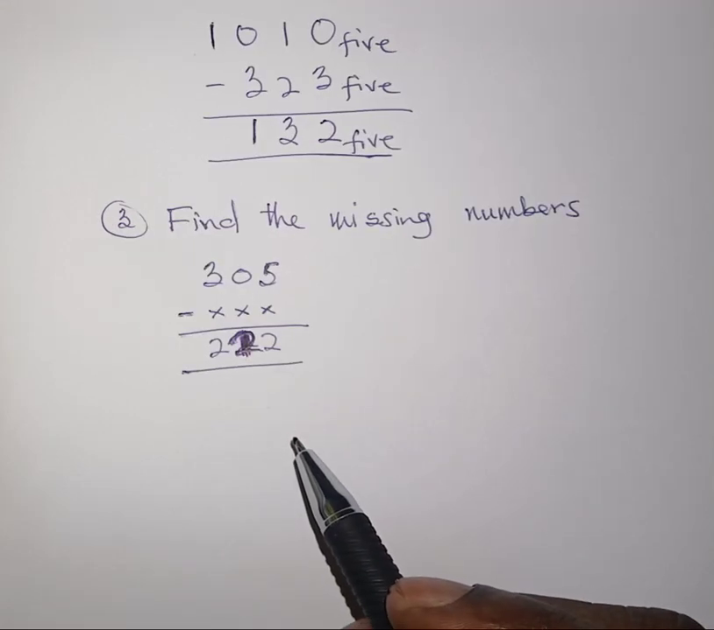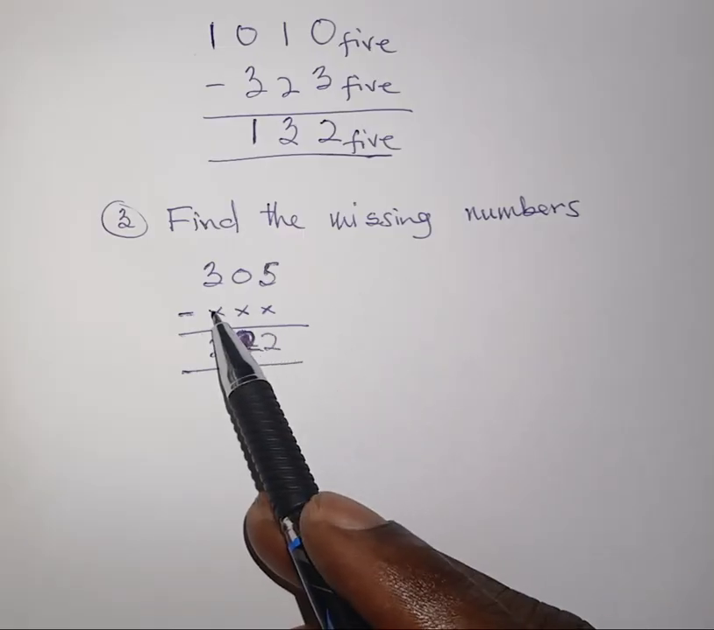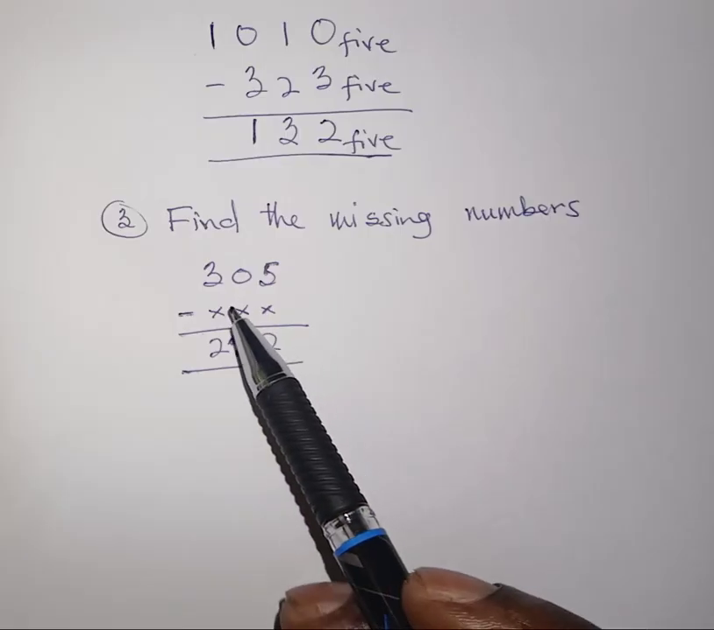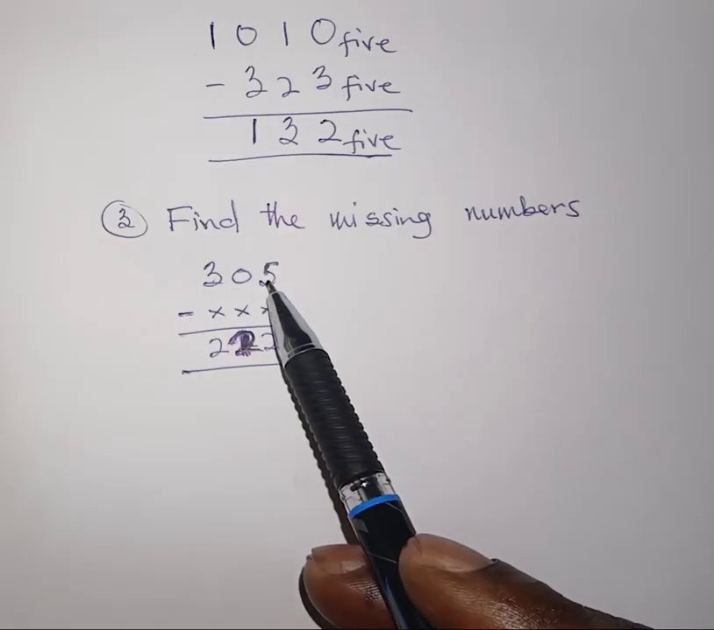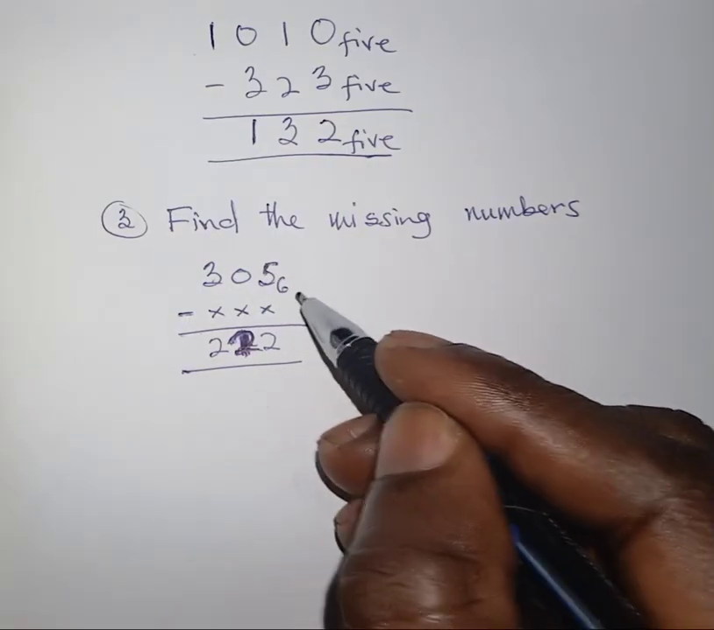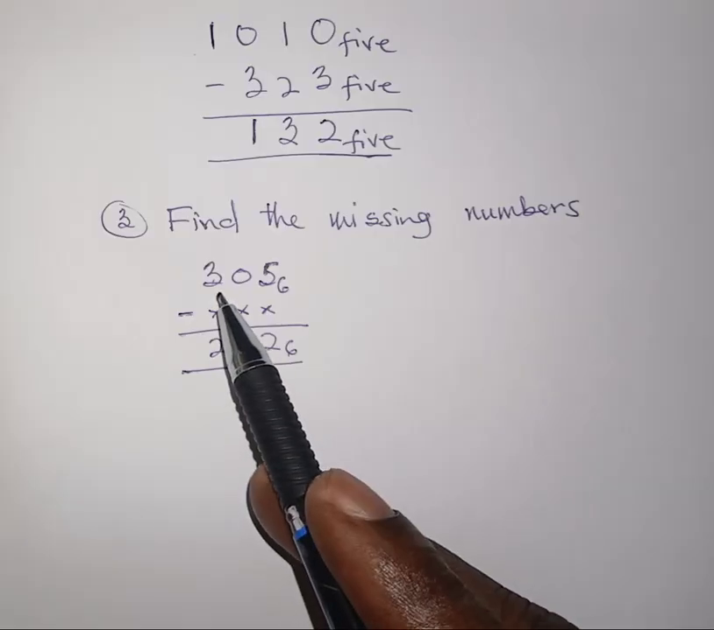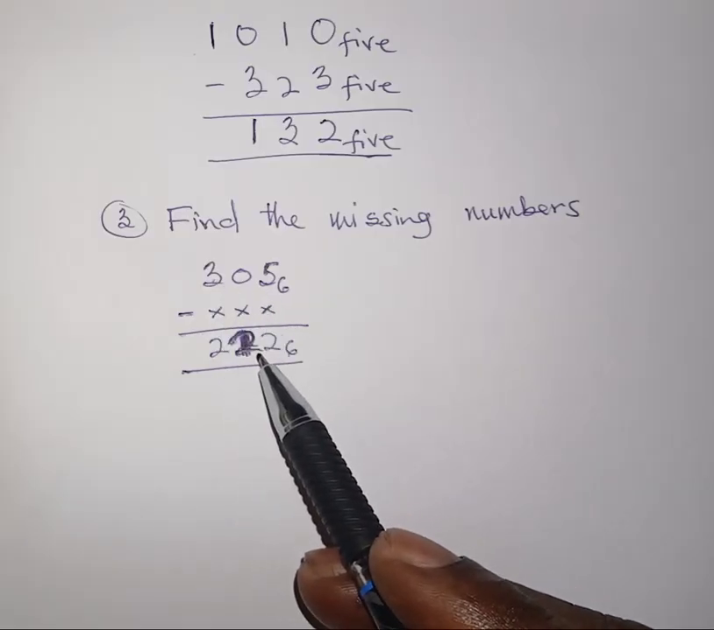So for example 3, we are to find the missing number. So you see that here we have some missing numbers. Okay, great. So what this means is that we subtracted a certain number from 305. Now this one is in base 6. Okay, this is in base 6. So we subtracted a certain number from this in base 6, and we got these answers.